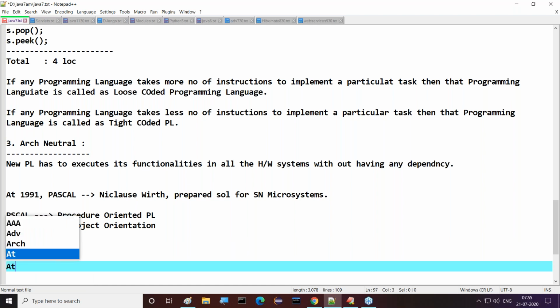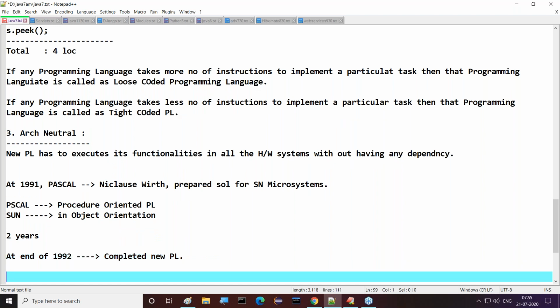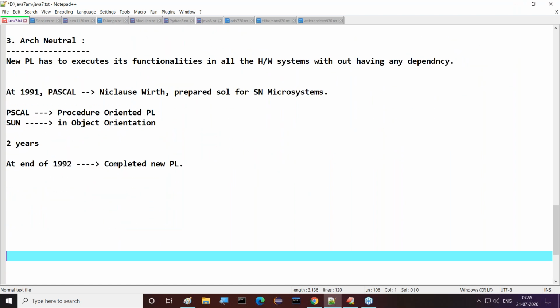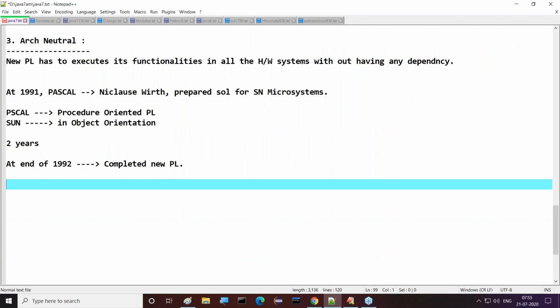Finally, at the end of 1992, Sun Microsystems completed the new programming language. They prepared the new programming language, and at the end of 1992, they completed it. That's fine. The programming language is ready.